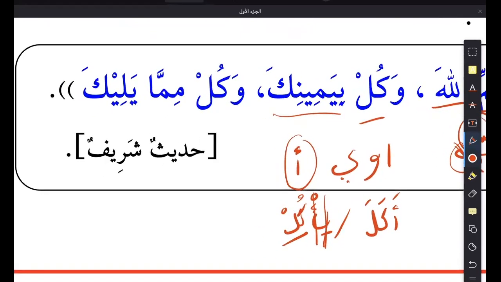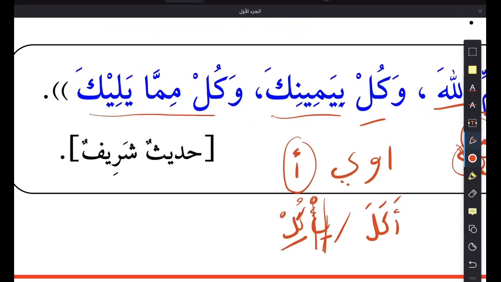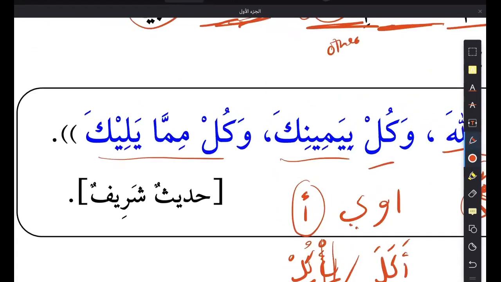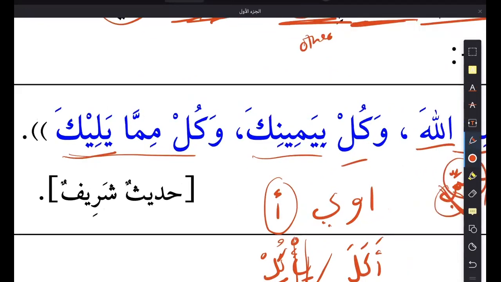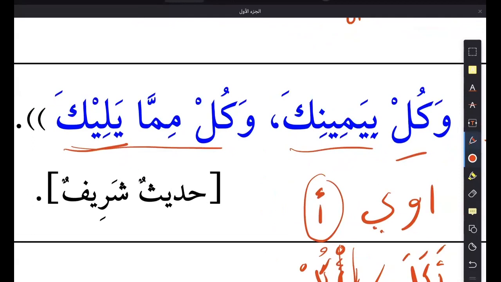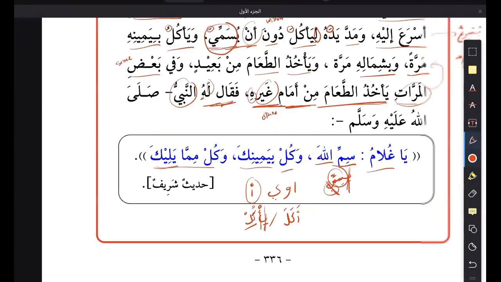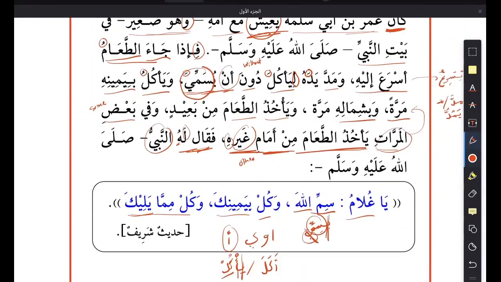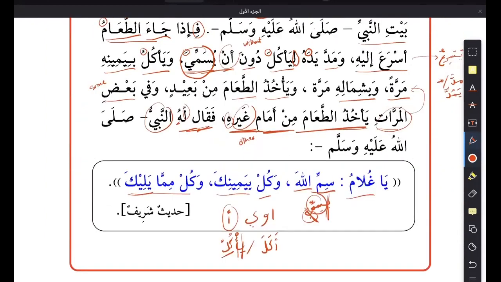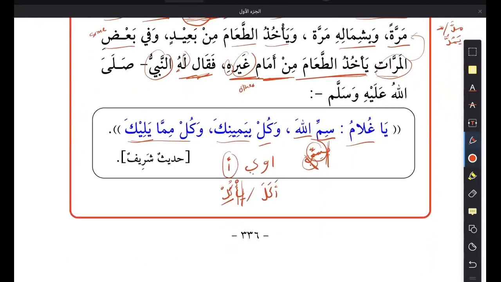Wa kul mimma yalik, and eat from which is following, right? Yali means to follow. Wala yali, it means to follow something. Here it probably means something that is in front of you and next to you, something that's following you, meaning don't jump to another side, something like that. So this is the text reading we have. It's a very nice one, and this is also a hadith.